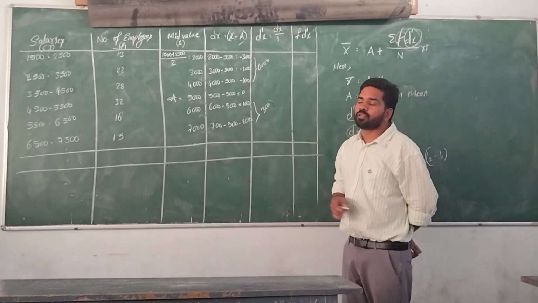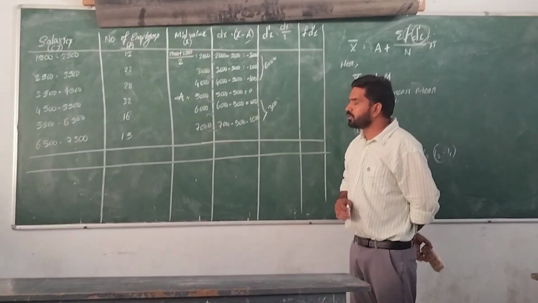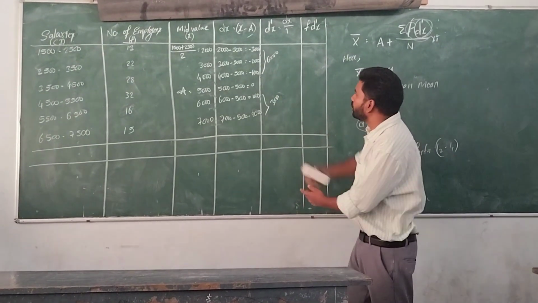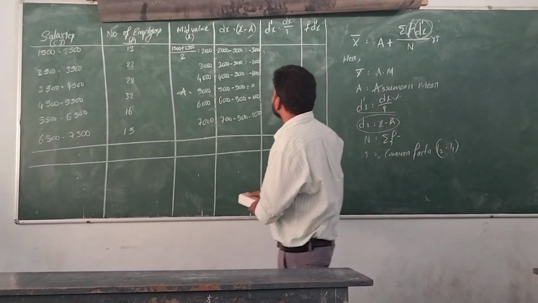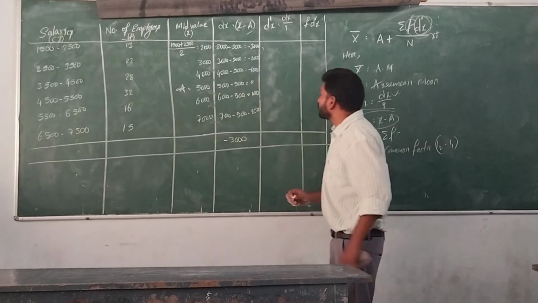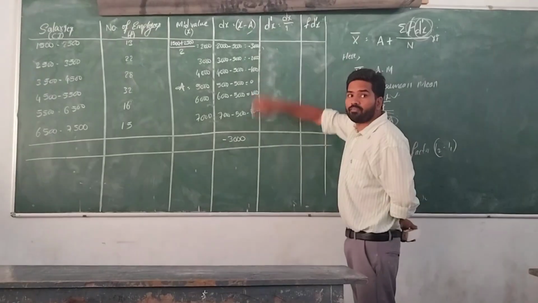From positive value, deduct the negative value. Okay. 3000 minus 6000 equals minus 3000. So next, find the step deviation.